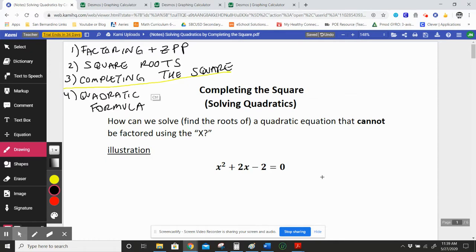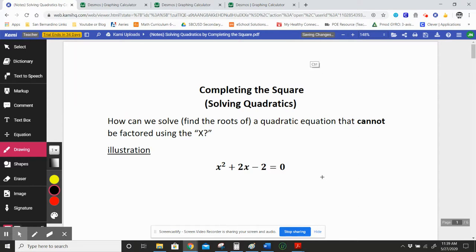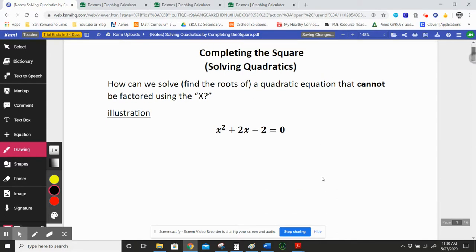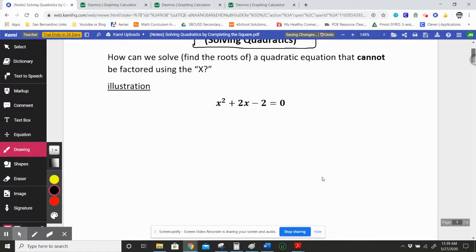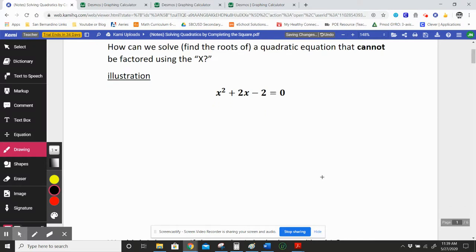Number 3 and number 4 are useful because they allow us to solve any quadratic equation, regardless of whether it's factorable or not. I'll explain that with the first example. Let's say, for example, we wanted to solve this quadratic equation: x squared plus 2x minus 2 is equal to 0.